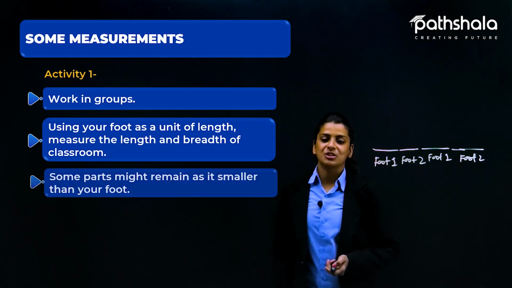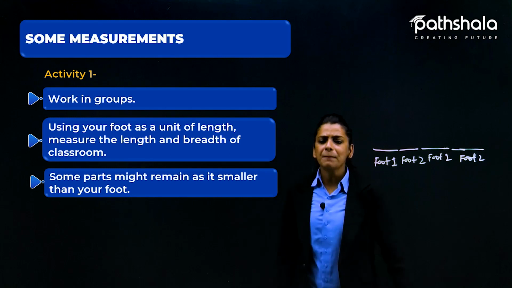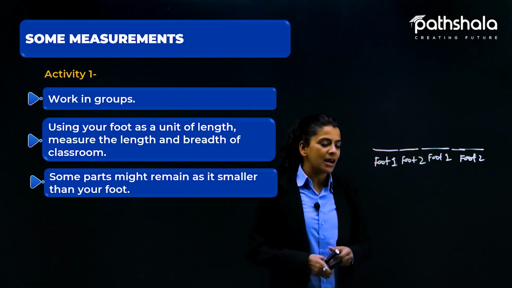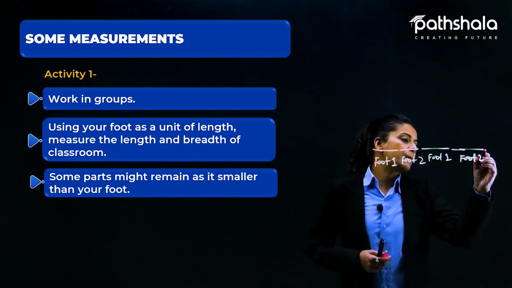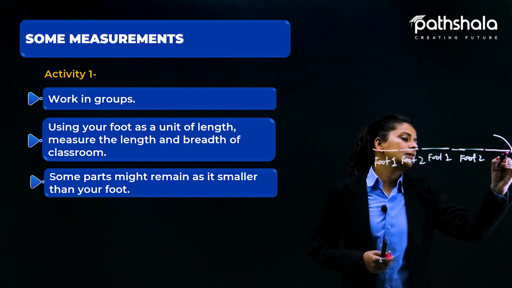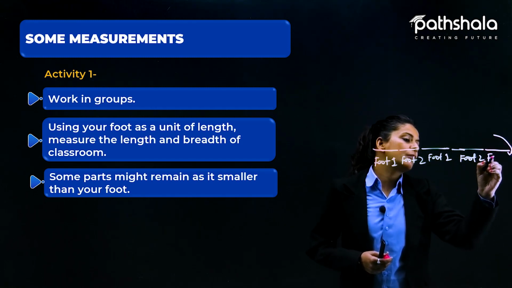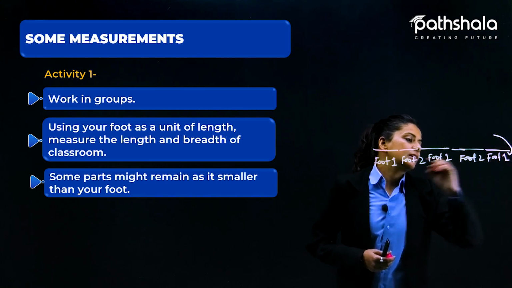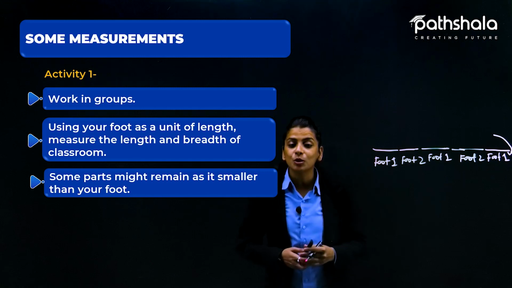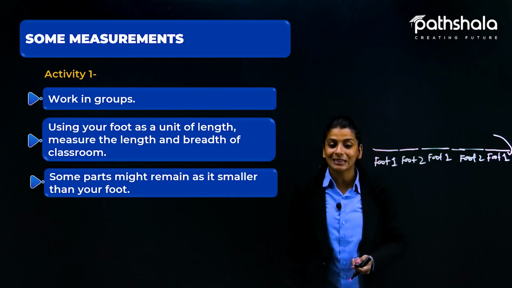record the observation in the table. Now, some parts might remain as they are smaller than your foot. इनमें से कुछ ऐसा part है, for example, यहाँ तक आपका foot गया, तो this particular part might remain empty, या because यहाँ तक आपका foot नहीं पहुंचा है. So here, this particular part, the smaller part, how will you measure? क्योंकि यहाँ पे तो हमारा foot fit नहीं आएगा.